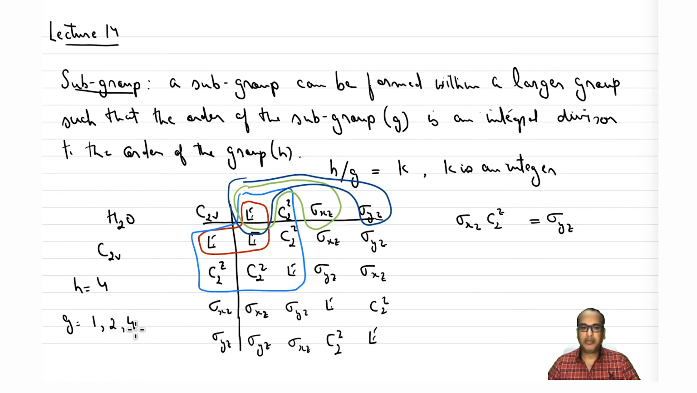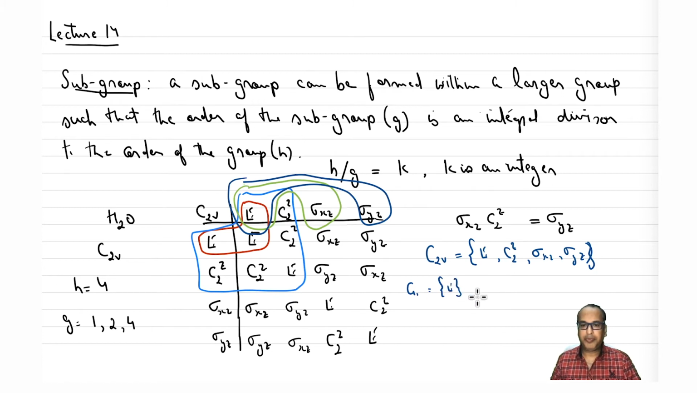Similarly, a subgroup of order 4 is basically the full group, so that also does not count. So basically, if we call C2v, which has the elements E, C2z, sigma xz, sigma yz, I can always say that subgroup 1 will be E, subgroup 2 will be E, C2z, and so on, right?